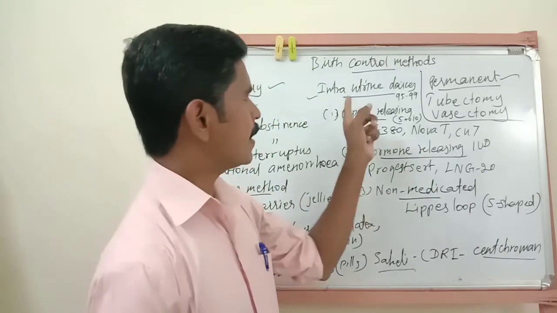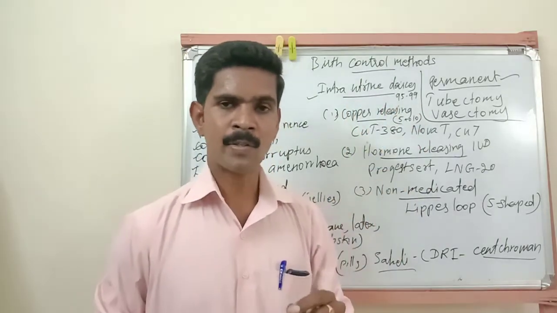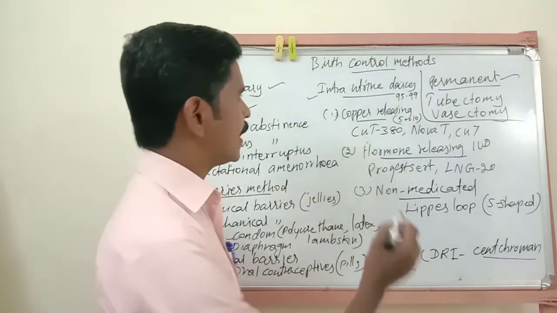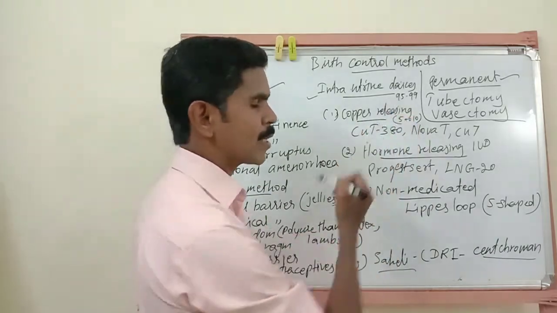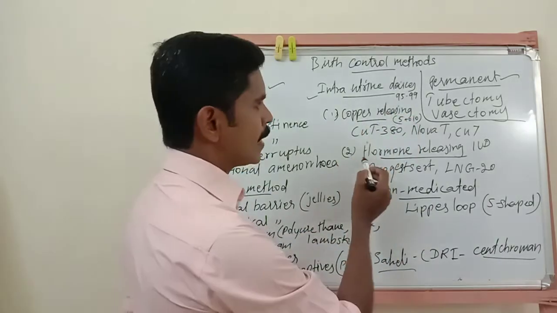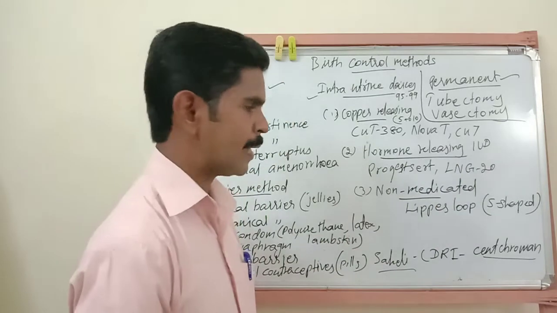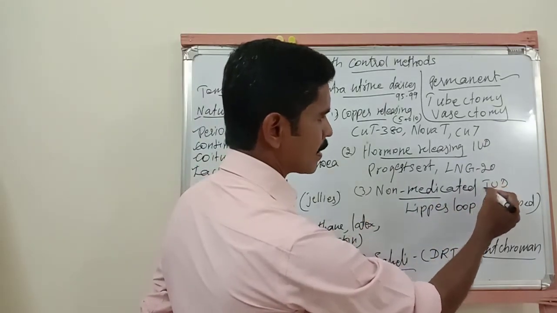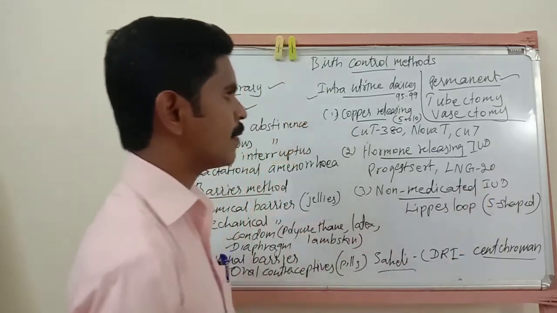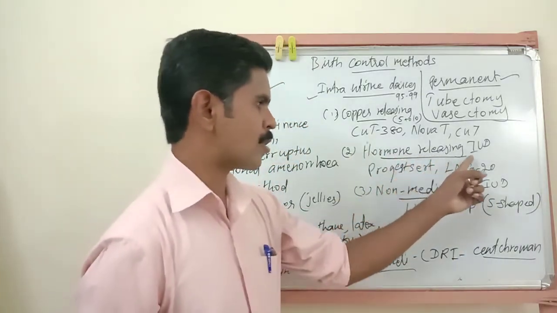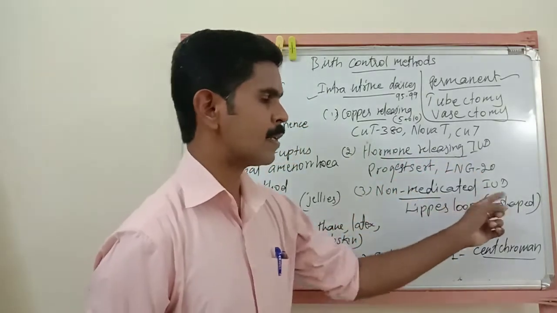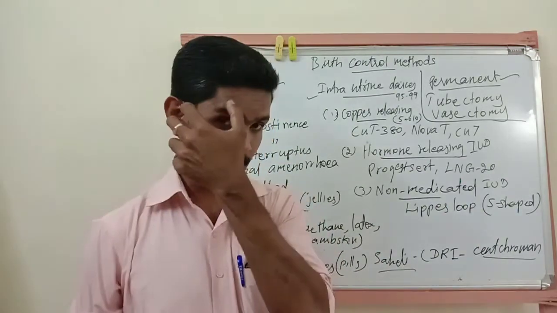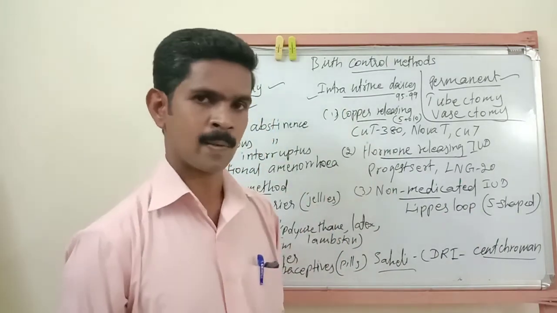Understand? Then these intrauterine devices are classified into three types. One is copper releasing intrauterine devices. The second is hormone releasing intrauterine devices. And the third is non-medicated intrauterine devices. Listen very carefully, there are some questions here.